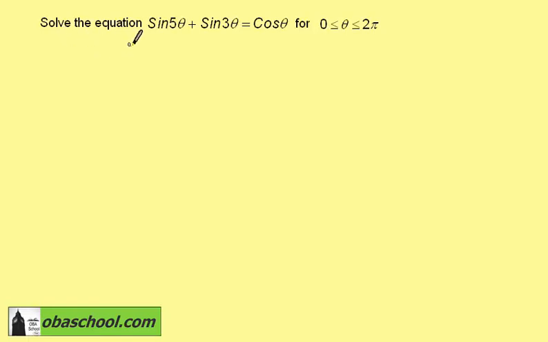We want to solve the equation sin 5θ + sin 3θ = cos θ for values of θ between 0 radians and 2π radians. It's easier to first solve the problem in degrees and then convert. If we're solving in degrees, we'll need θ to be between 0 degrees and 360 degrees, since 0 radians is 0 degrees and 2π radians is 360 degrees.